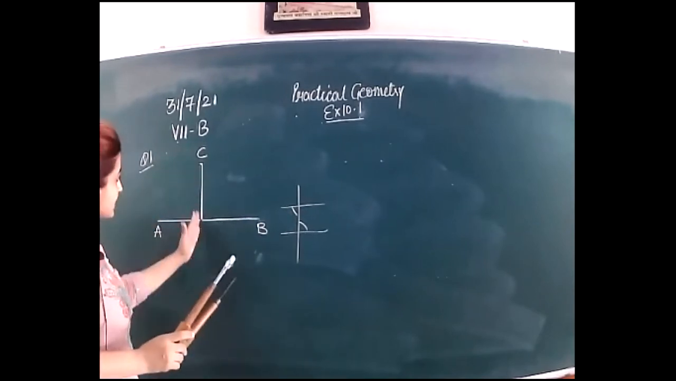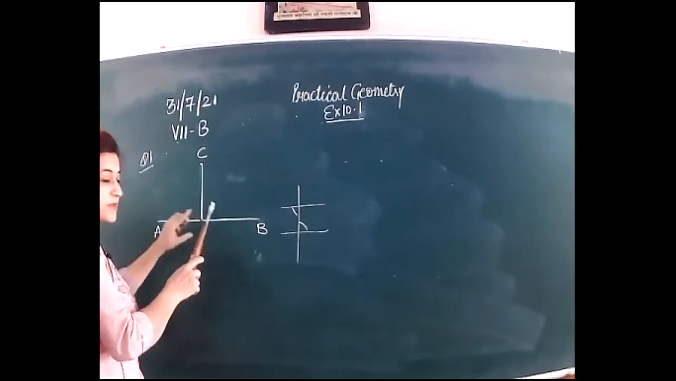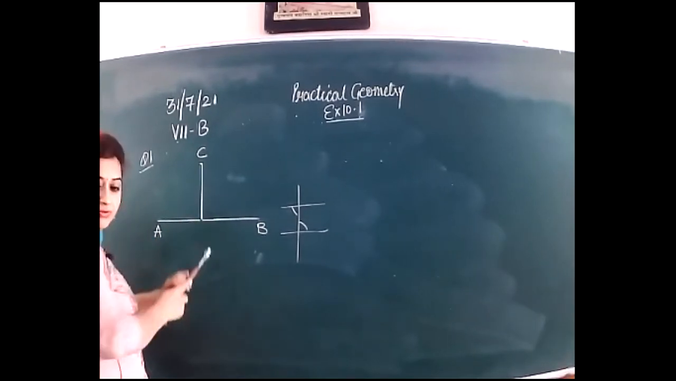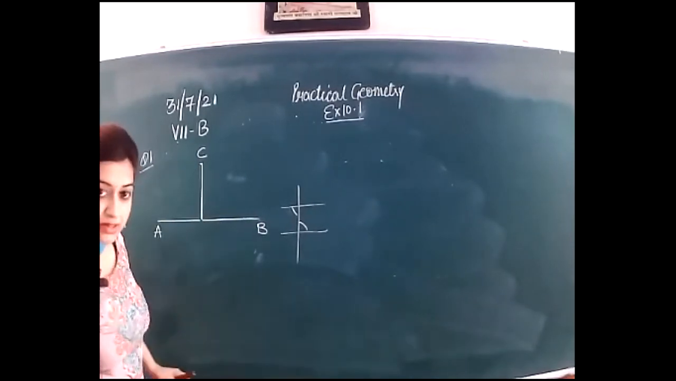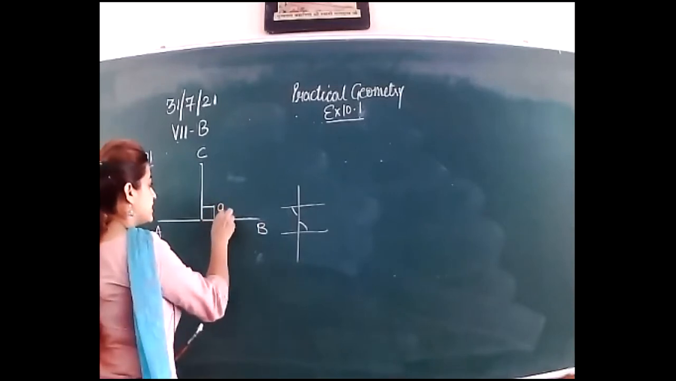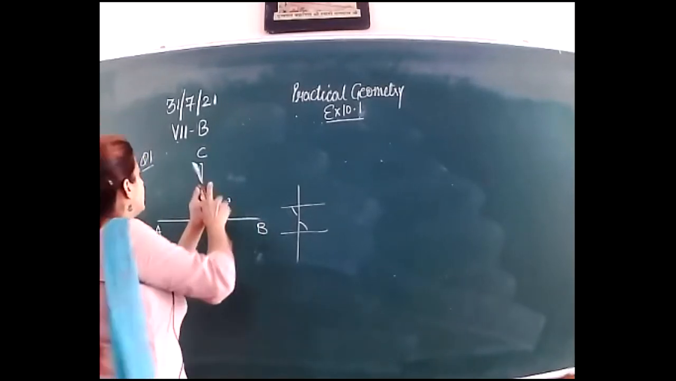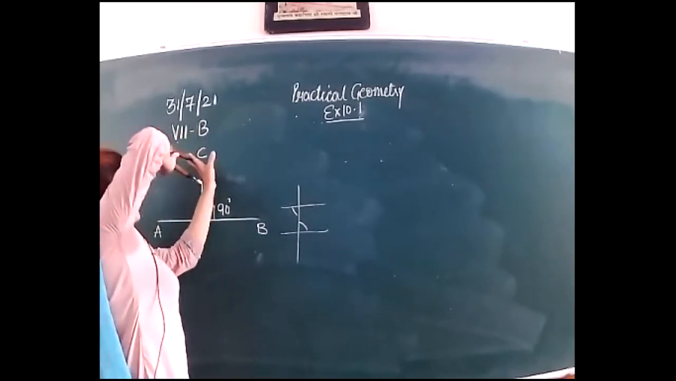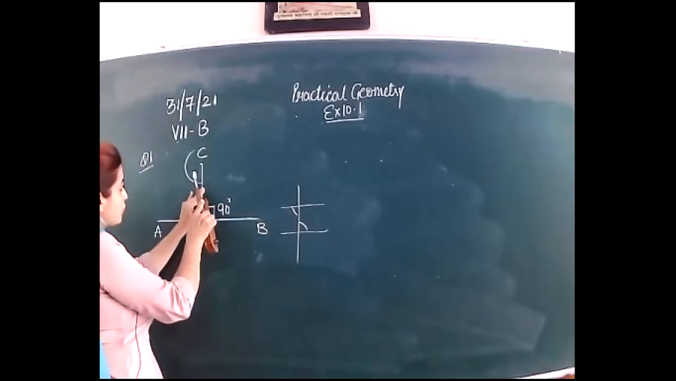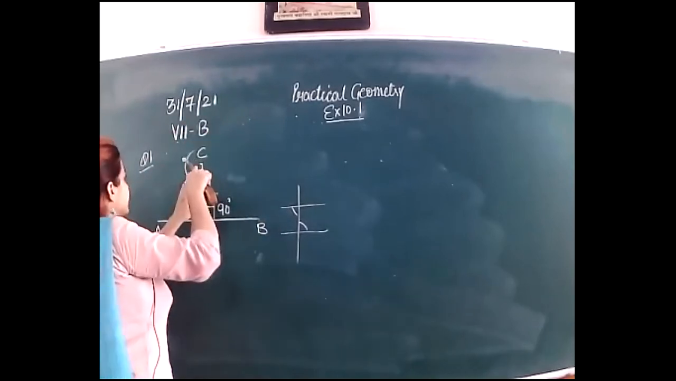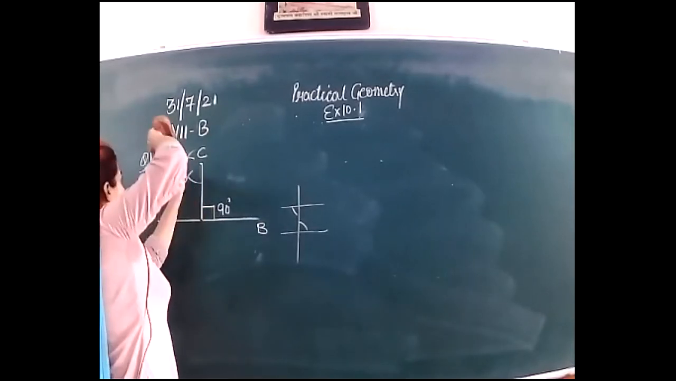As you can see that this line is perpendicular, so this angle must be 90. This angle must be 90. So what you will do is, you will make 90 degree here. If perpendicular, this will already give you 90 degree. Now here you will make 90 degree. From this point, you will draw a semicircle. From this point, you will mark 60. Then from this point, you will mark 120. Then you will make half.